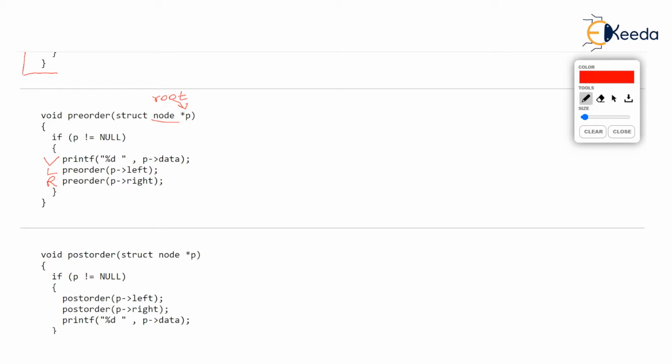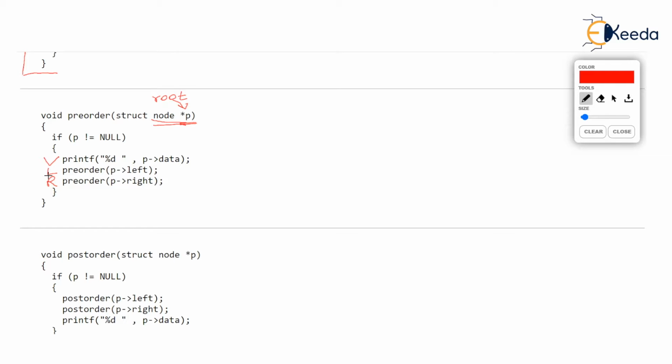We are going to pass the root pointer, which points to the topmost node, and that root pointer will be copied in the pointer P. And then the pre-order function is going to check, is P not null? See, we will do the process only if P is not null. So if P is not null, we will print the vertex, P->data, that is V, and then we will easily jump to the left branch.